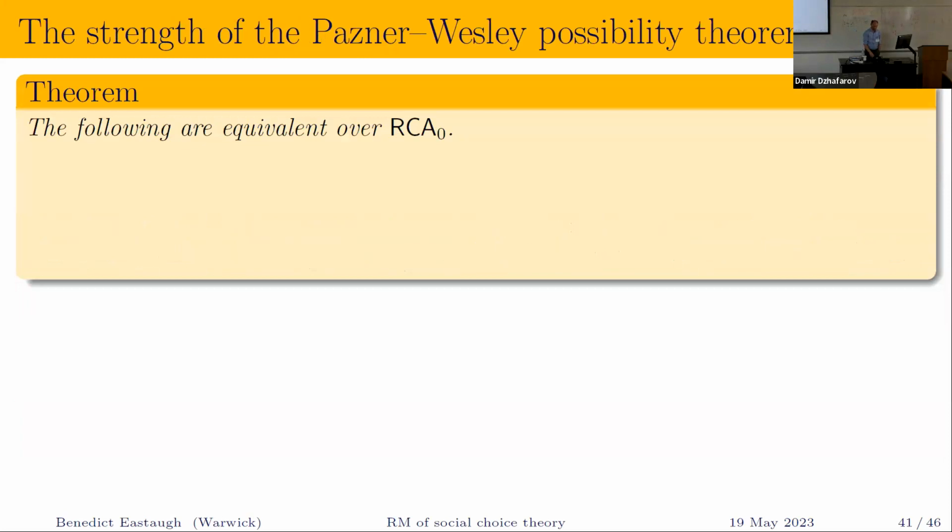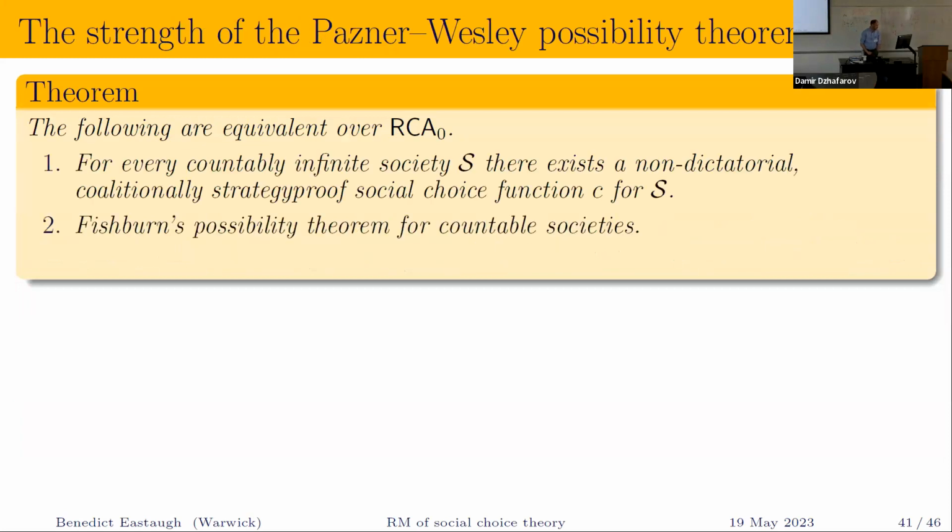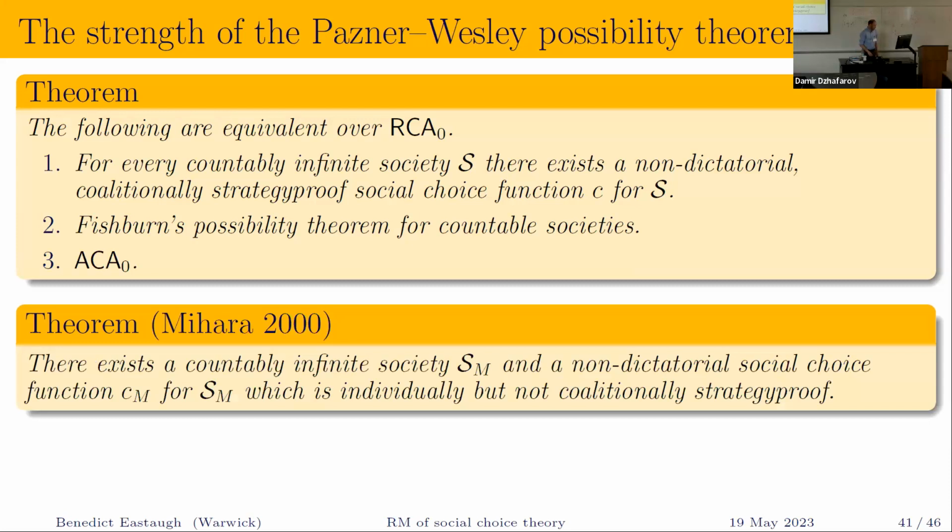And then you can prove that these two things are equivalent: the existence of coalitionally strategy proof social choice functions for infinite societies and Fishburn's possibility theorem. So it's a kind of way of going from social choice functions to social welfare functions and going from social welfare functions to social choice functions. The former is harder because you don't get as much information in a social choice function. You have to work a bit harder to make it all go through. And of course, this gives you an equivalent to the ACA theorem.